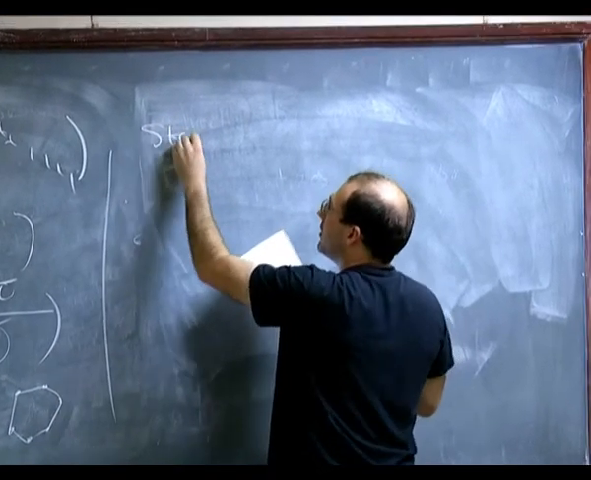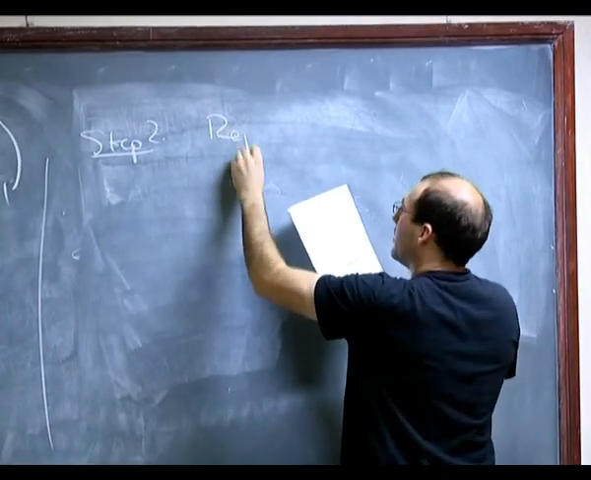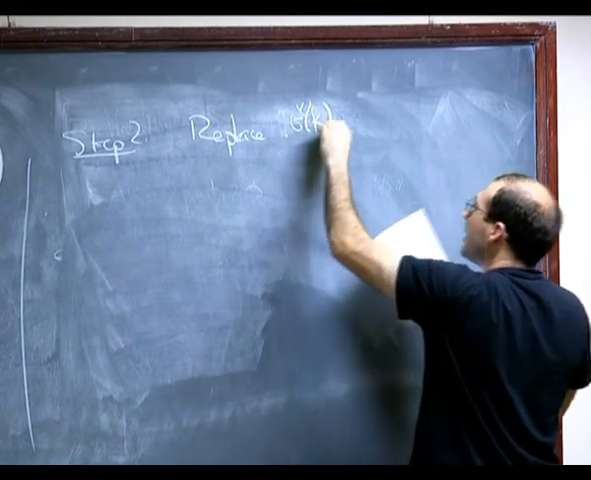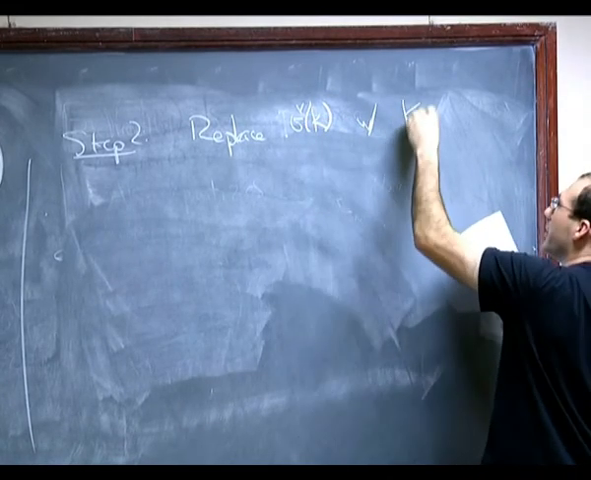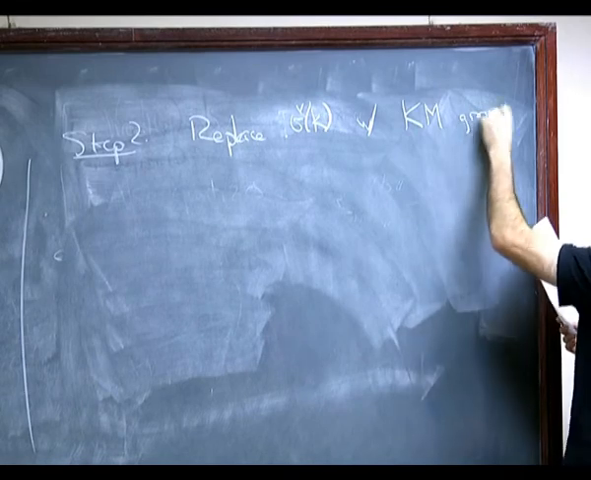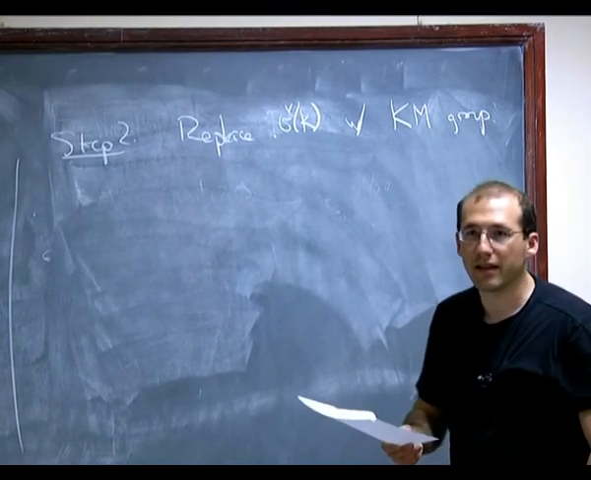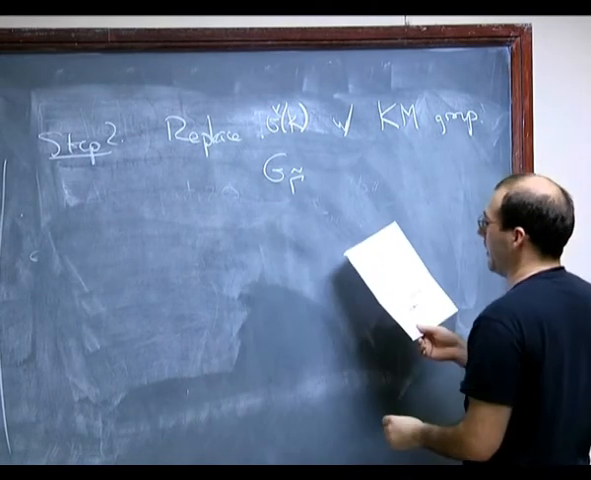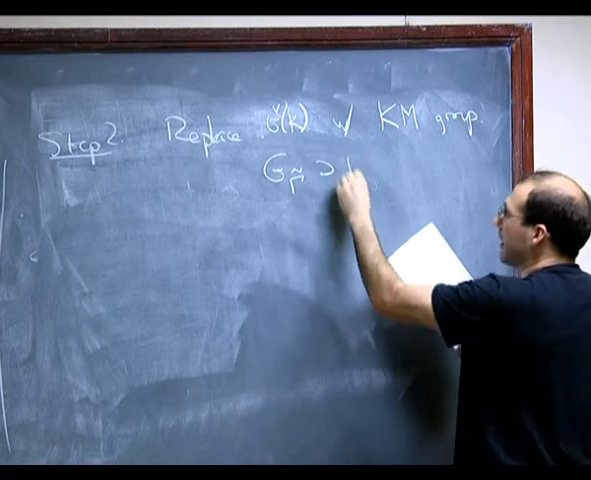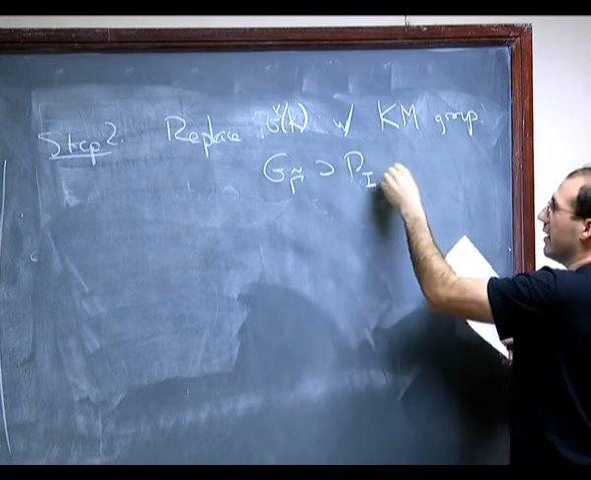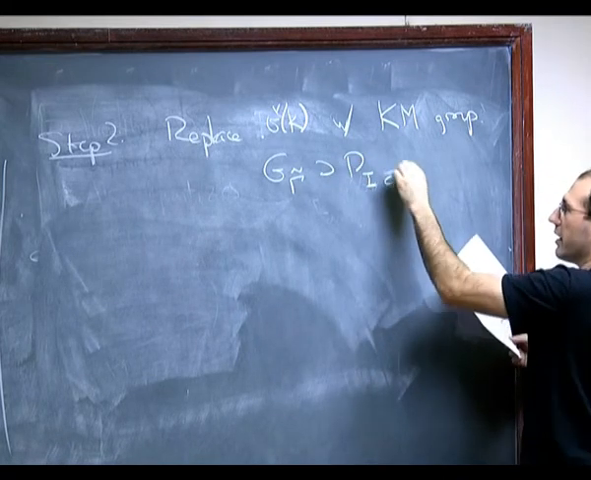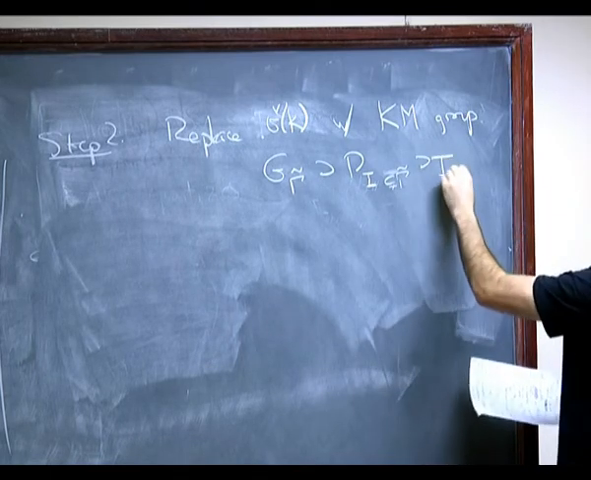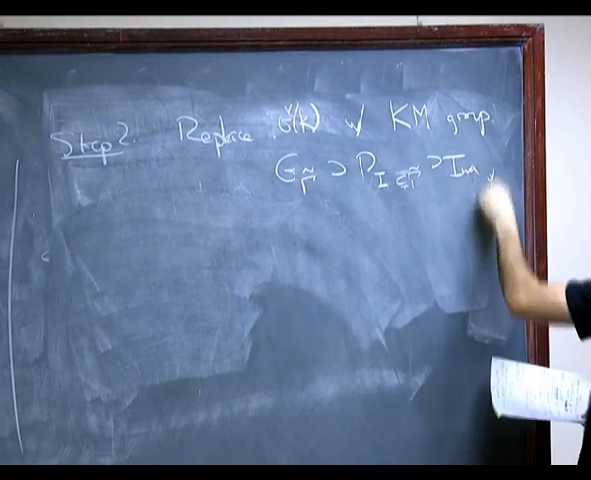Step two. Replace the loop group. See why there's tears here? With the Kac-Moody group. This is some crazy thing. Okay? So there's some G associated to an affine Dynkin diagram. And inside it, there's a parabolic attached to any subgroup of the affine Dynkin diagram. And inside that, there's the sort of Iwahori, which is attached to the empty set.